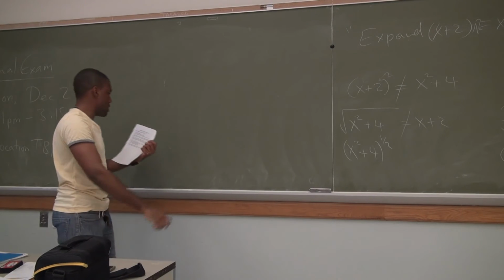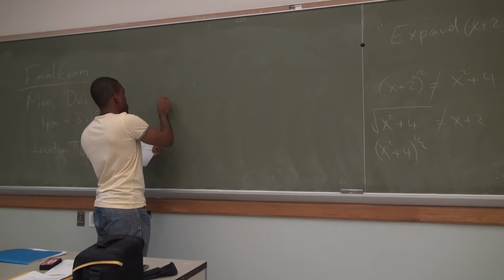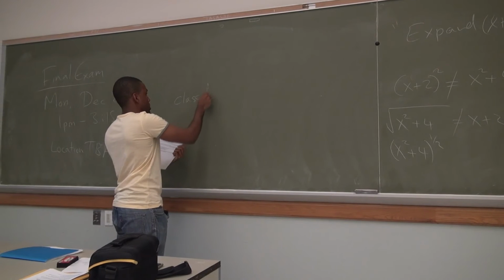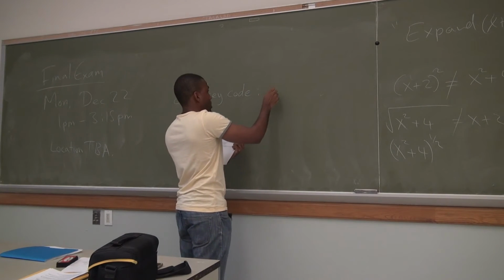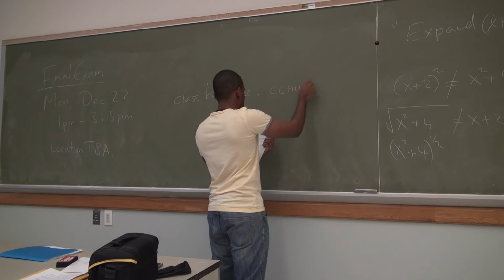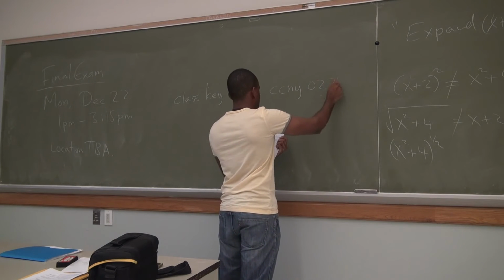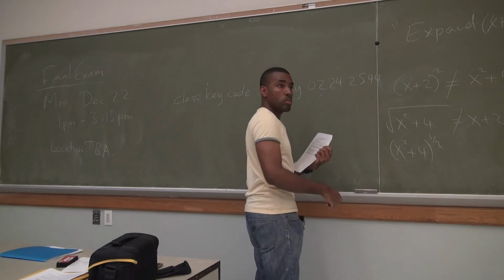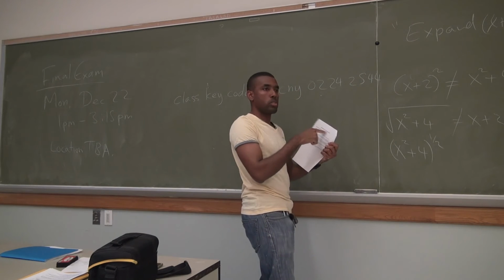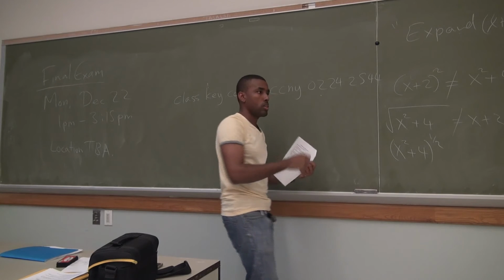And another correction here, the class key code. It's CCNY 0224 254. So ignore what's written here, just scratch it out and write that.